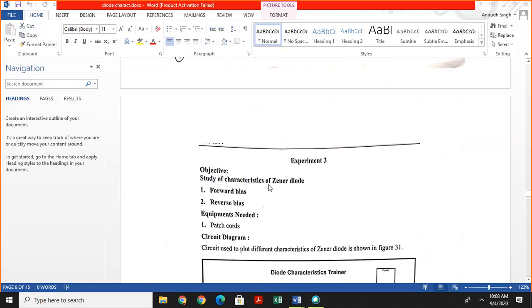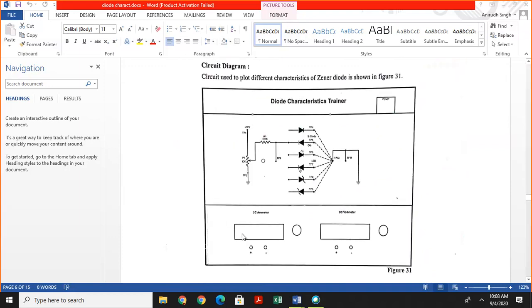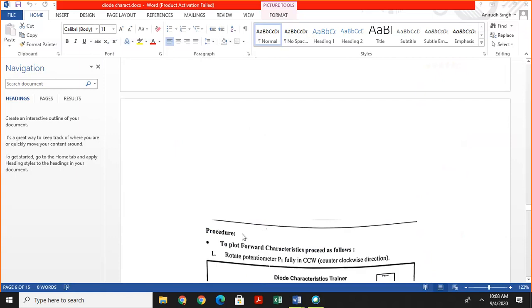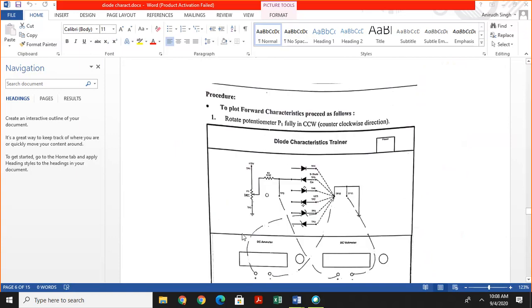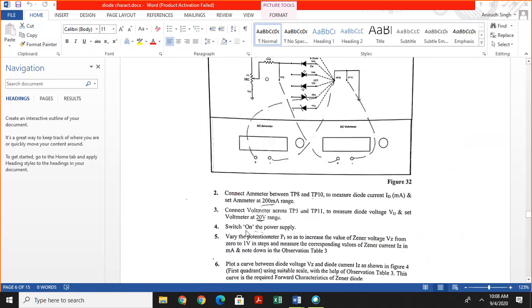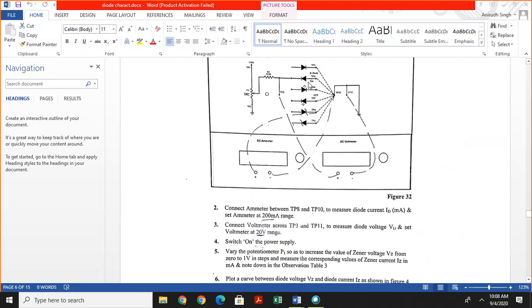study of the characteristic of Zener diode, forward bias and reverse bias, experimental lead dashboard, circuit diagram and circuit connection. All connections are the same. We simply change the diode. In place of the PN junction diode, we use the Zener diode.